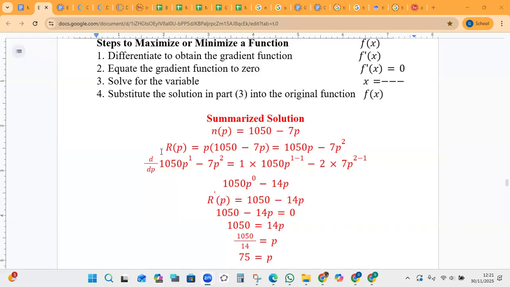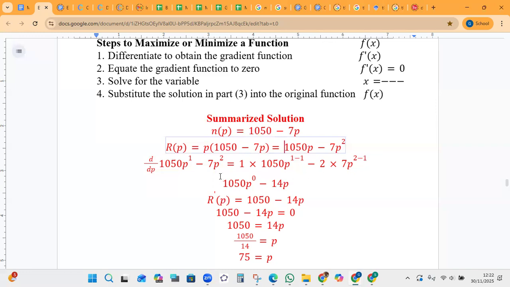To find the revenue function, you multiply by p, which of course we did already: 1050p minus 7p squared. So this function there is the revenue function, 1050p minus 7p squared. We're going to differentiate this function. Here, p has a power of 1. So now we know the power rule: 1 times 1050, p raised to the 1 minus 1, minus 2 times 7p, raised to the 2 minus 1. We are applying the power rule there, which of course we are familiar with.